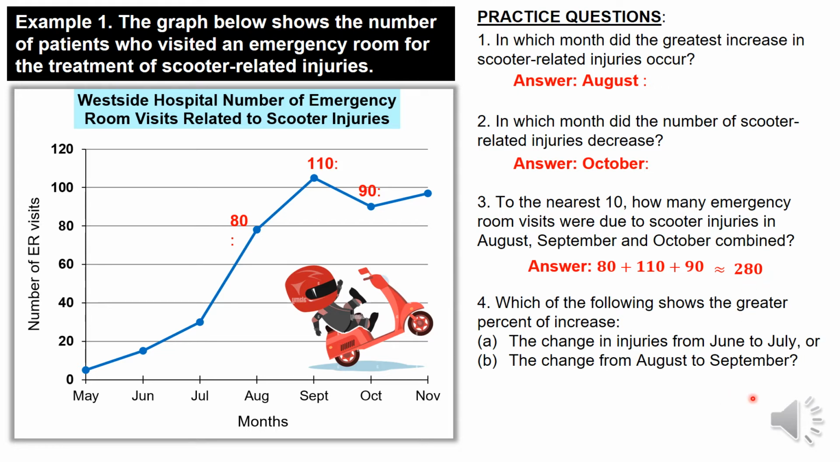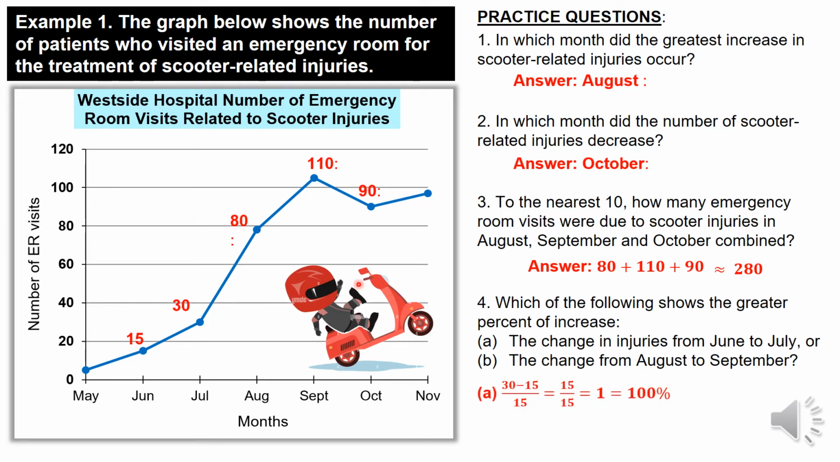And the last question. Which of the following shows the greater percent of increase? A. The change in injuries from June to July, or B. The change from August to September. So we're going to look first at the data on June to July. So data in June tells that we have 15 and July that is between 20 and 40, so we have 30.